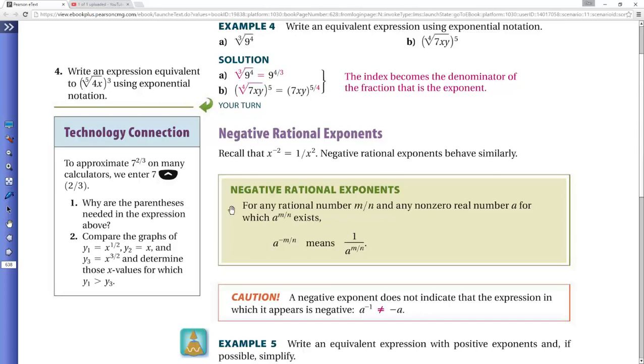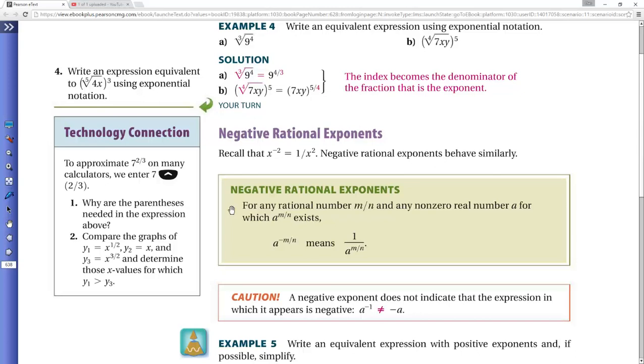Okay, well, here's negative rational exponents. They talk about that. It means 1 over it, right? So any rational number m/n and any non-zero real number a for which a to the m/n exists, which covers a lot of bases when you're thinking about fractions, like n can't be 0 because you can't divide by 0. There's a whole bunch of stuff. So they're covering their bases quite a bit with saying, hey, this actually has to exist.